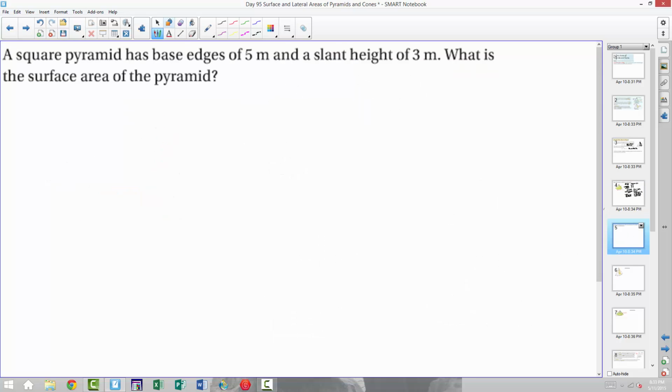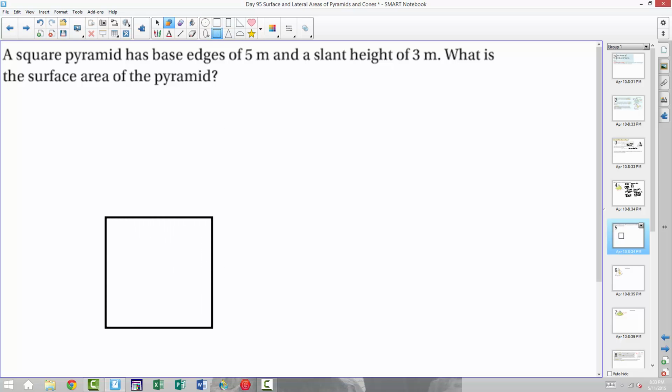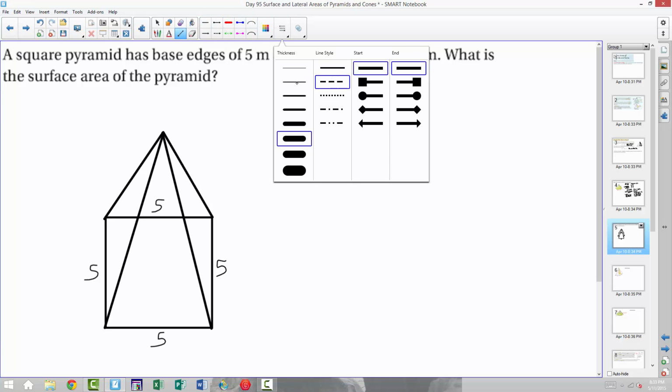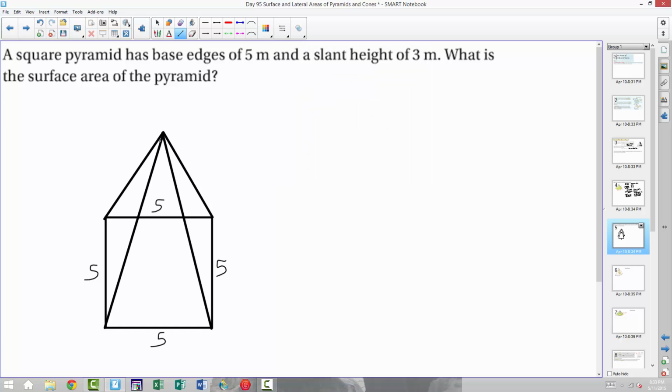So let's try this example. We have a square pyramid. That means the base is a square. Okay, let's draw it. Our square pyramid has base edges of 5, so these are 5, 5, 5, and 5, and a slant height of 3. So let's draw in our slant height.